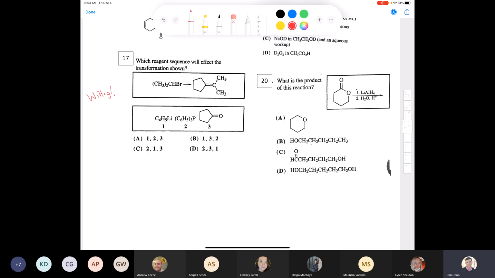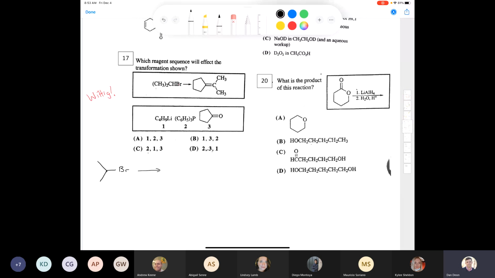All right, so we're going to start out. Why don't we just draw the whole thing? This is our starting material, 2-bromopropane, or isopropyl bromide, however you want to think about it. So what do we need to do? Well, we're going to need to make a Wittig reagent, aren't we?